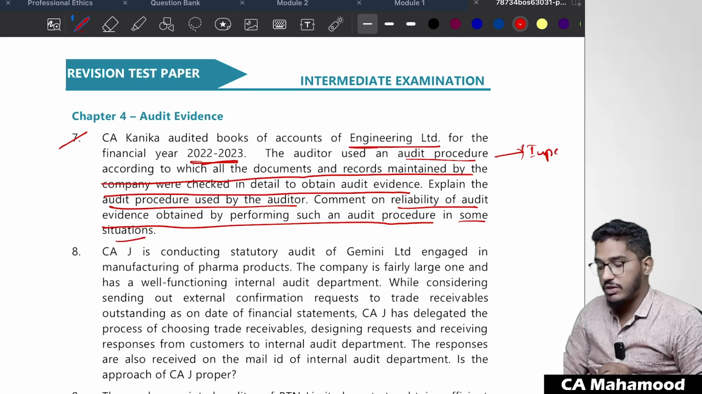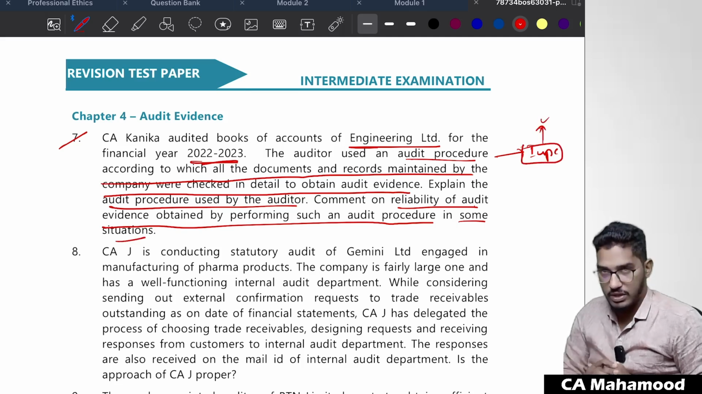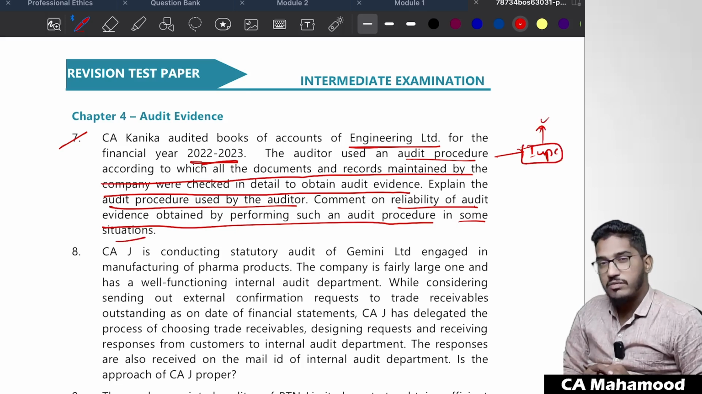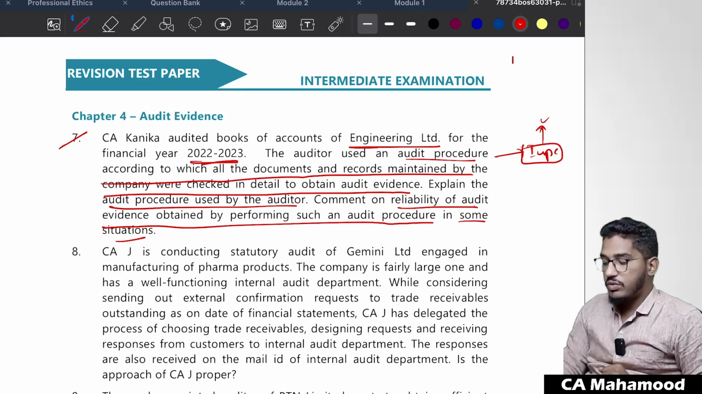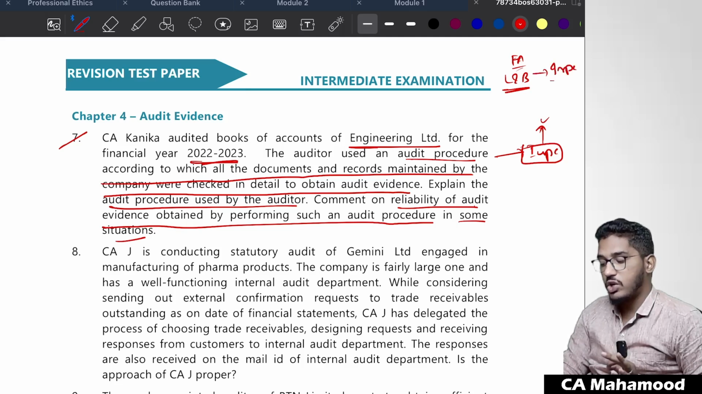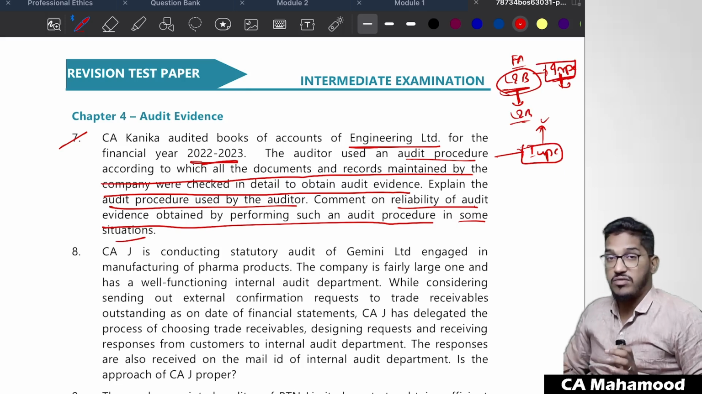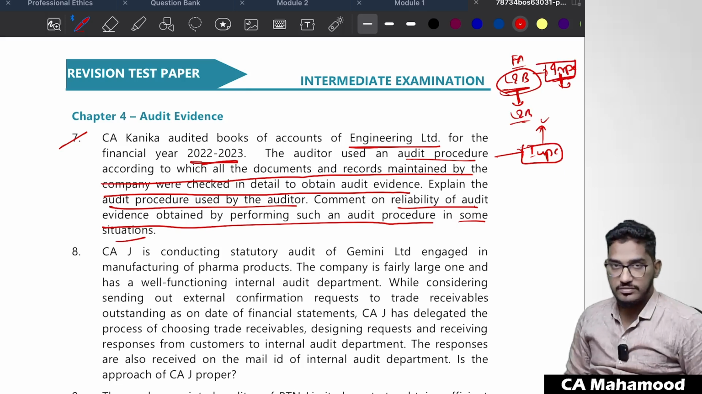Generally, whatever evidence you obtain by inspection will be reliable. But in some cases, inspection will not give you complete evidence. For example, if you want to know about fixed assets, the company is having land and building, and you want to know whether the company is the true owner of the land and building or not. Here you can inspect the title documents. By inspecting the title documents, you will come to know whether the company is the owner of that land and building. But you will not come to know whether this land and building really exists or not. For that, you have to go for physical verification.